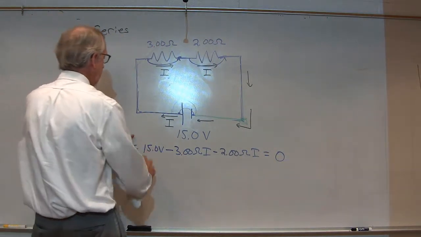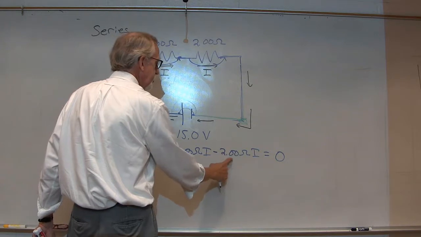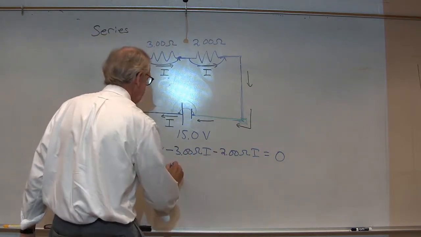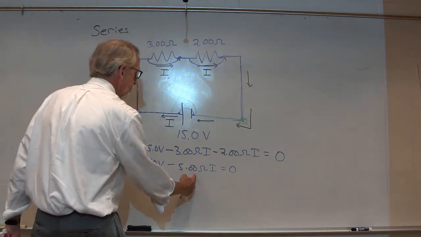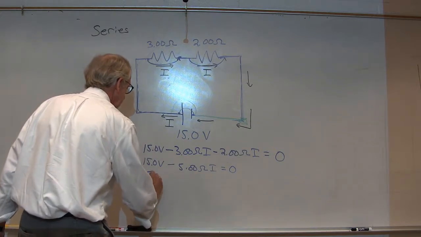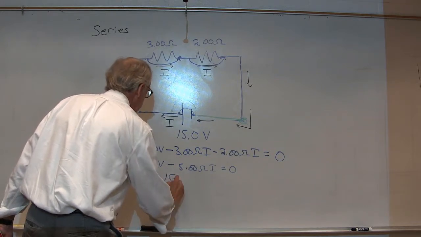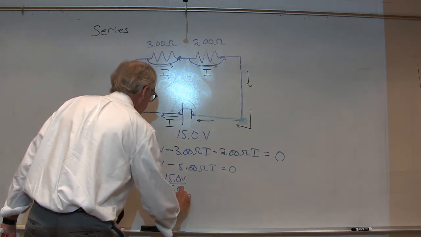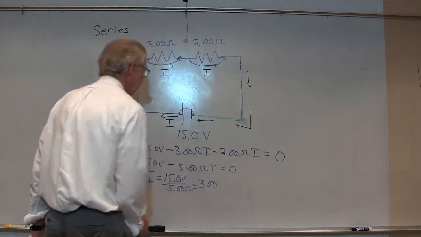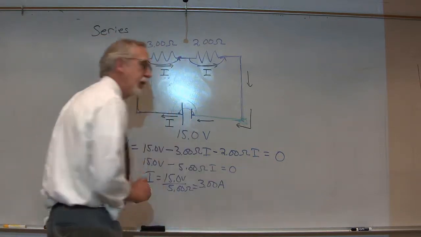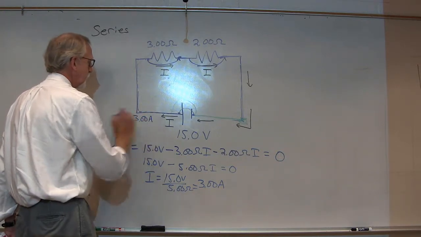Well, there we go. So what do we have? We have 15 volts. We've got minus 3 ohms I, minus 2 ohms I. Well, we can combine those. That is minus 5 ohms I equals 0. Let's bring that to the other side, divide by 5 ohms, and we have I is equal to 15 volts over 5 ohms. In other words, 15 over 5 is 3, and a volt per ohm is an amp. 3 amps. So what we have figured out is the current in this circuit is 3 amps.